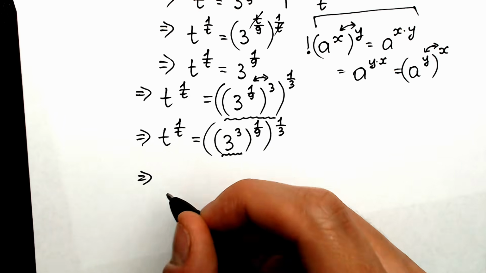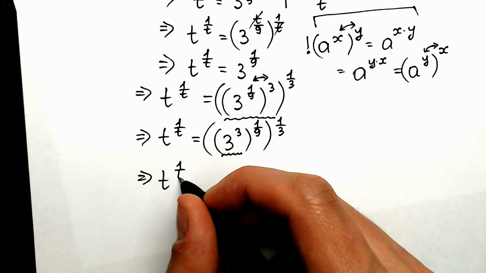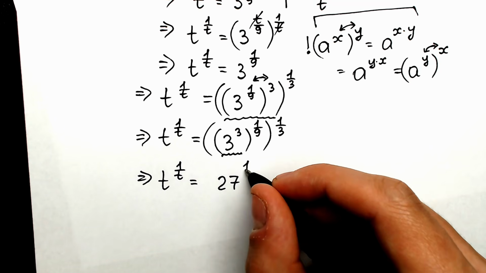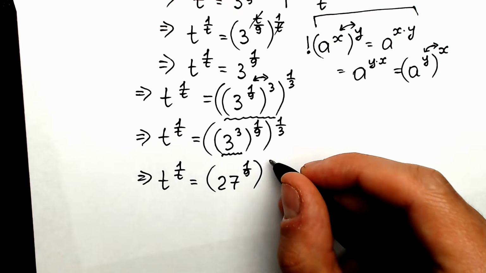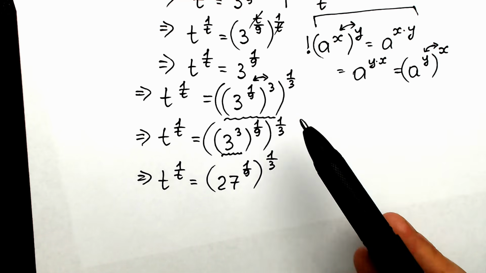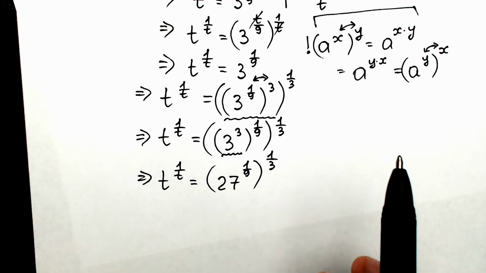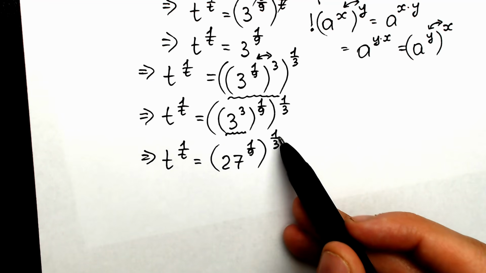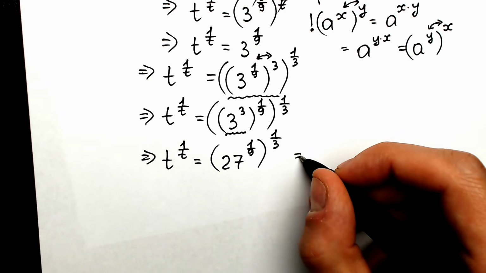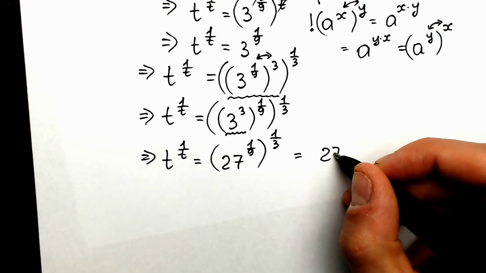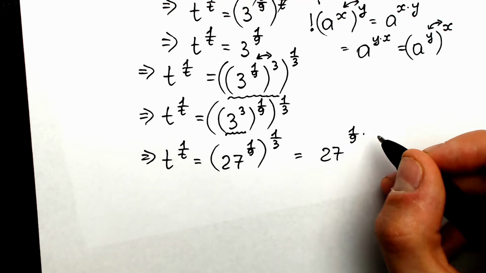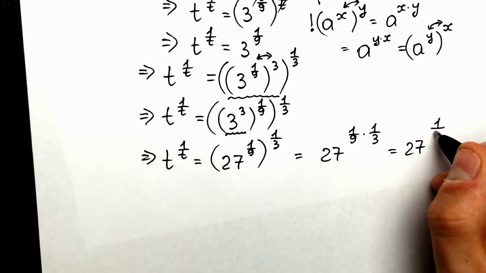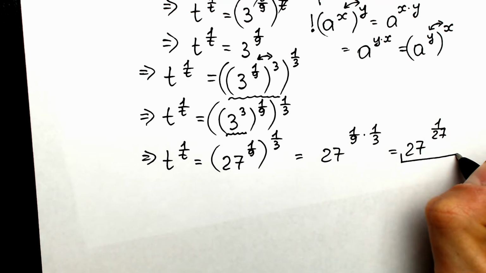So we have t to the power 1 over t equal to 27 to the power 1 over 9, and all raised to the power 1/3. Okay, so after all the steps we have this expression, and I really hope you understand that our last step is to raise this to the power 1/3, but in other words we just need to multiply. So we have 27 to the power 1 over 9 times 1/3, and basically we have 27 to the power 1 over 27. Extremely interesting expression.